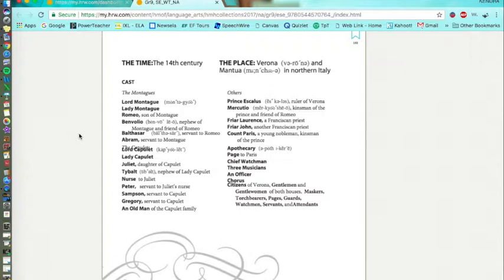So Benvolio and Tybalt are what we call foils because their characters are opposite. They contradict one another. Okay? So we have the peaceful guy on the Montague side. We have the guy who likes to fight on the Capulet side.